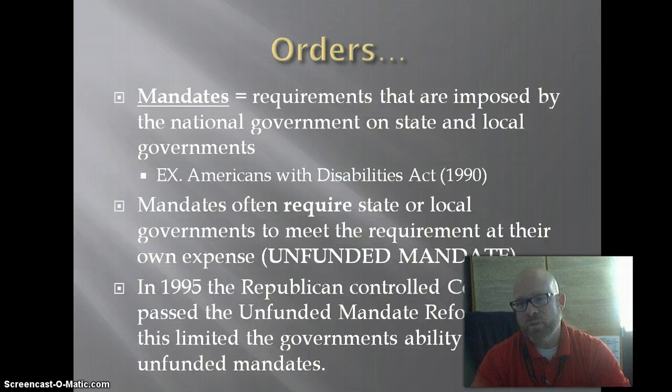These mandates are often going to require state and local governments to meet the requirement at their own expense, and again, that's called an unfunded mandate or an unfunded order. There have been attempts to try to limit the number of these orders to states to do certain things, but they have been moderately successful.